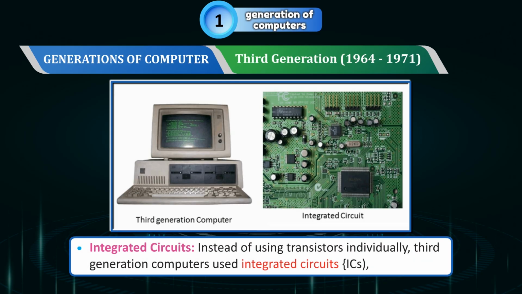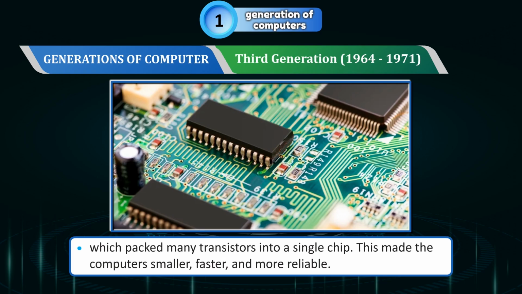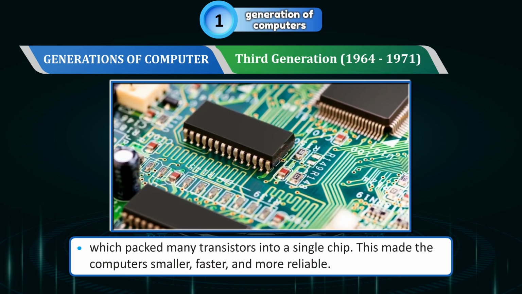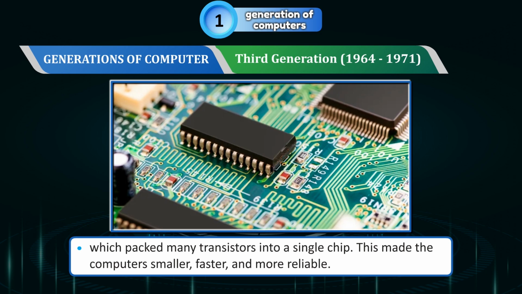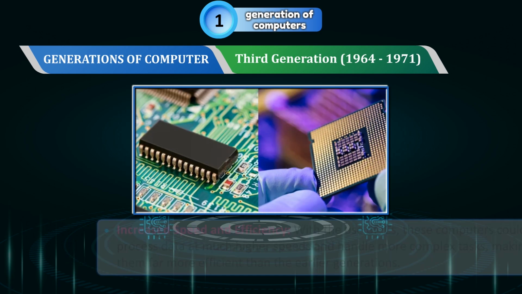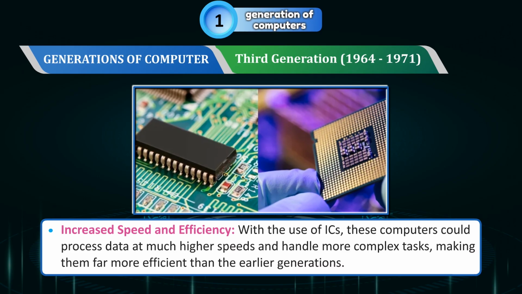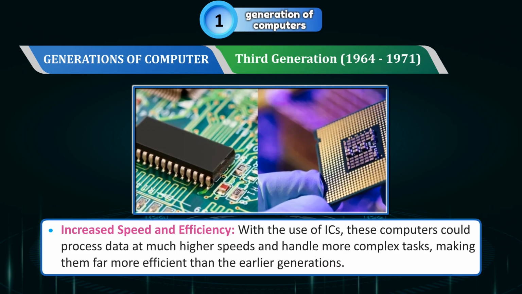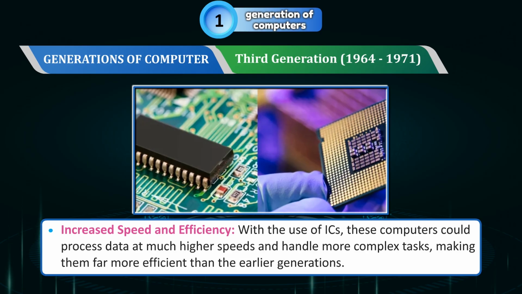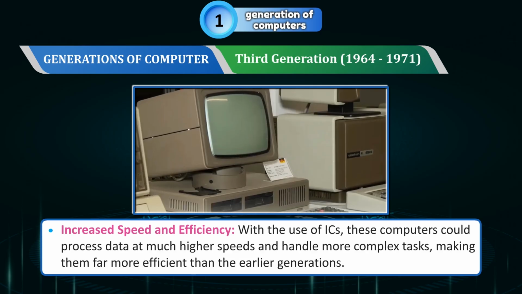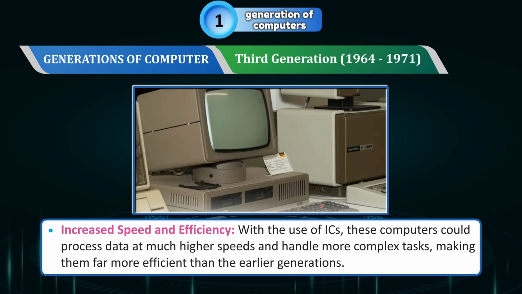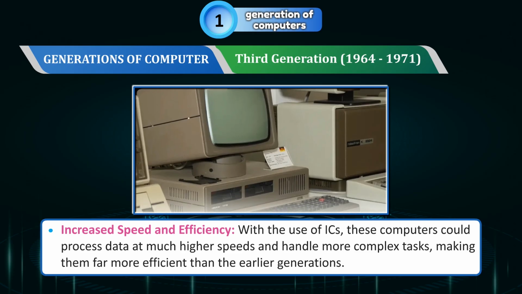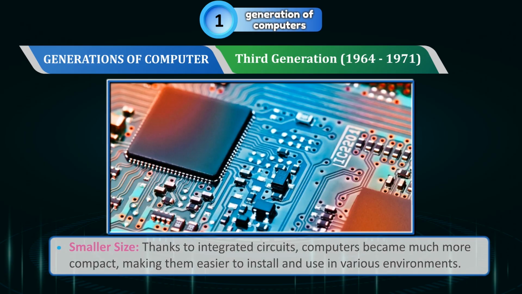Integrated circuits. Instead of using transistors individually, third-generation computers used integrated circuits, which packed many transistors into a single chip. This made the computers smaller, faster, and more reliable. Increased speed and efficiency. With the use of ICs, these computers could process data at much higher speeds and handle more complex tasks, making them far more efficient than the earlier generations.